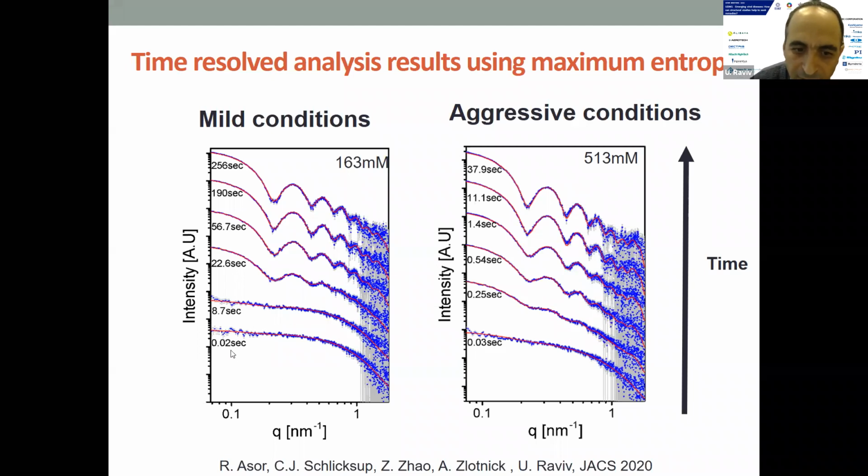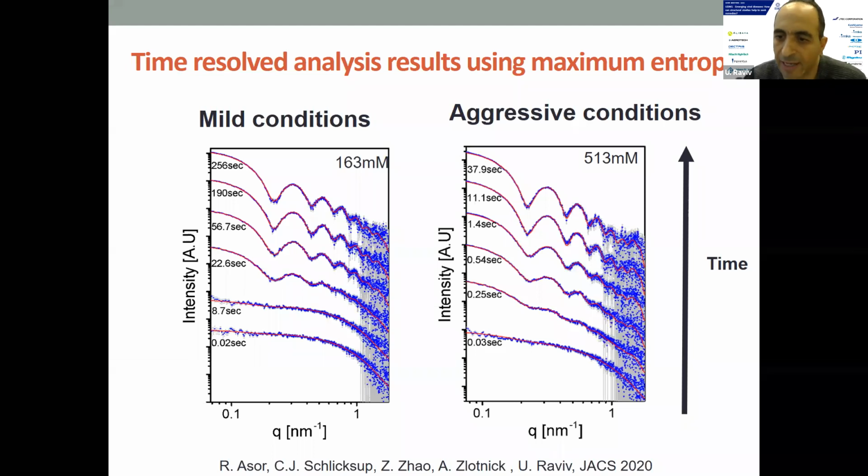What you can see here is that it takes 10 seconds of no assembly, about 8.7 here, and then assembly begins. Here, within a fraction of a second, you can see that there is a considerable amount of assembly, because the conditions are aggressive.